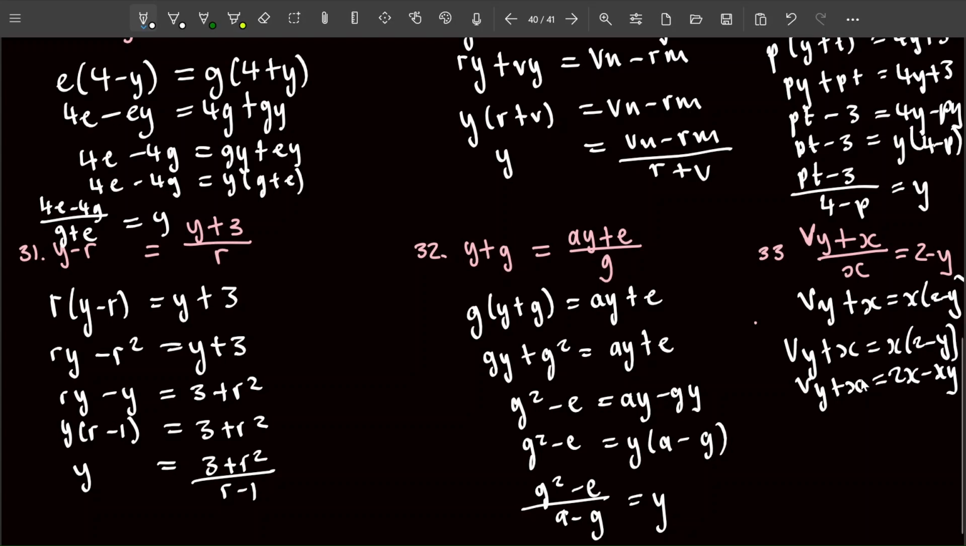I group the y's to one side. I have vy. I take that negative xy here. It's going to be plus xy so that I can get at least one being positive. Right now, both will be positive. It will be equal to 2x. Then this plus x goes, it will be a minus x. So vy plus xy, what do I do? I factor out y. I get v plus x is equal to 2x minus x, which is just x. Then I take the v plus x to the other side. y is equal to x over v plus x. Done.